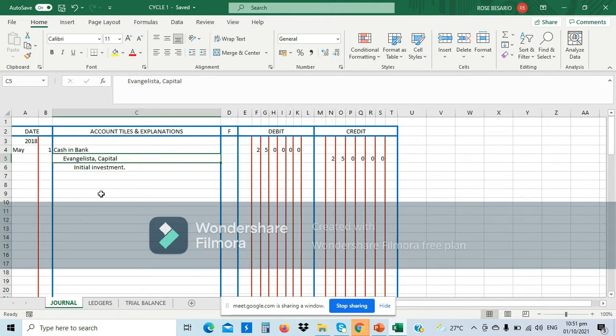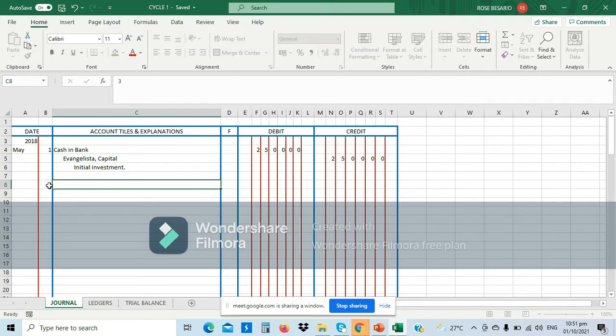It's May 3. May 3, bought chairs and table, paying cash 6,700. So our next entry is May 3. When you enter the next entry in the journal, you have to leave one space. So skip one space and then you start with your next entry. So this is May 3, and the transaction is bought chairs and table paying cash 6,700.